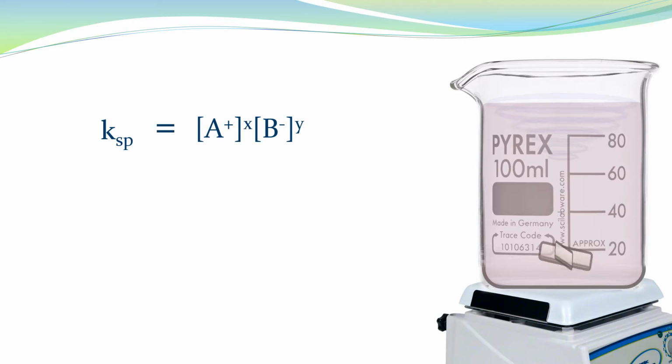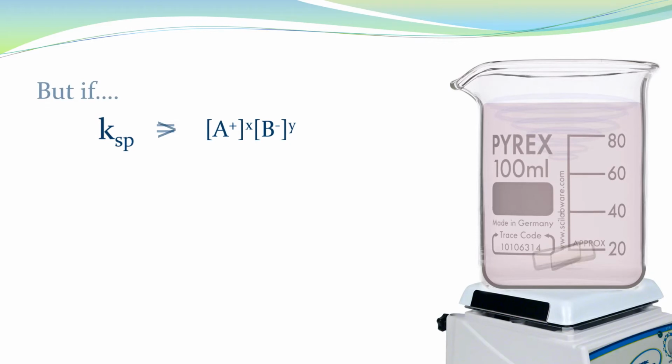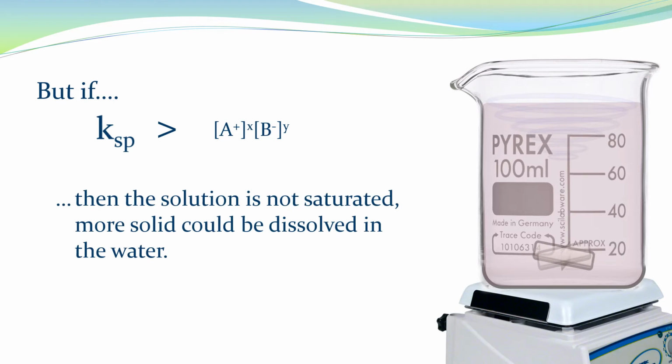So if I substituted in the concentration of the cation and anion, it would be very low. And let's say that that concentration I added is less than what the KSP value is. So the number on the green sheet is larger than the product of the concentrations once subbed into the KSP expression. Well, that means that the solution is not saturated. More solid could still be dissolved in the water.